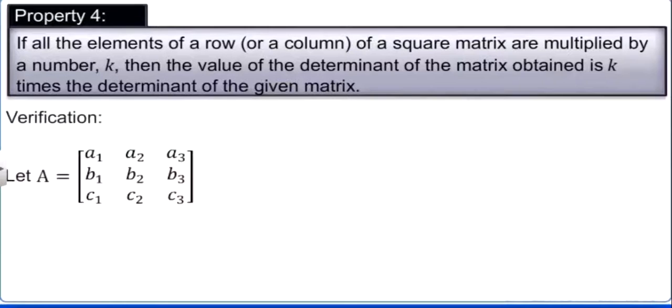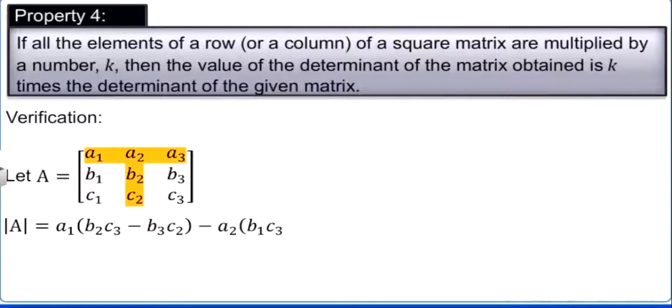Let A be a 3 by 3 square matrix as shown. On expanding along the first row, determinant A is equal to A1 times (B2 C3 minus B3 C2) minus A2 times (B1 C3 minus B3 C1) plus A3 times (B1 C2 minus B2 C1).